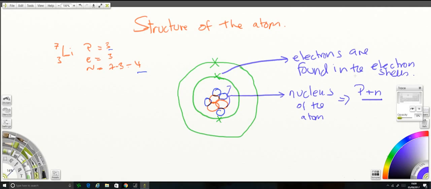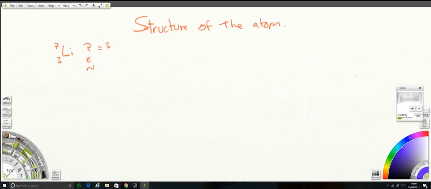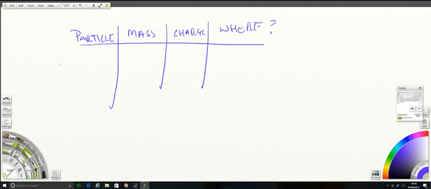Okay, so where are the protons found? Where are the electrons found? And now we're going to go through the charges of each one. So if we were to draw out a table, so I'm going to draw. So you should know the way now. So let's take the proton.